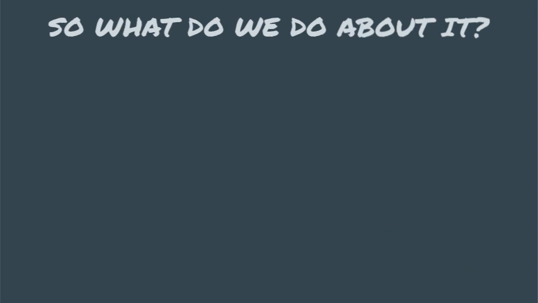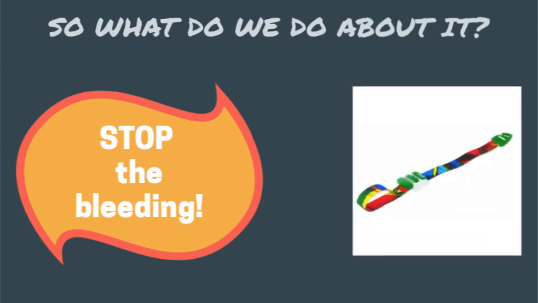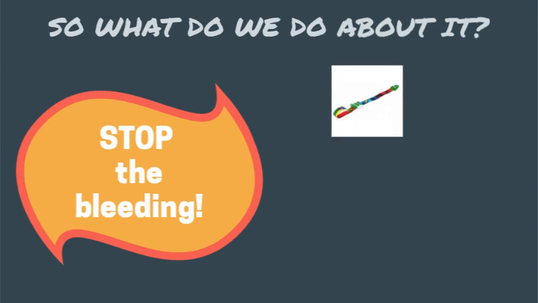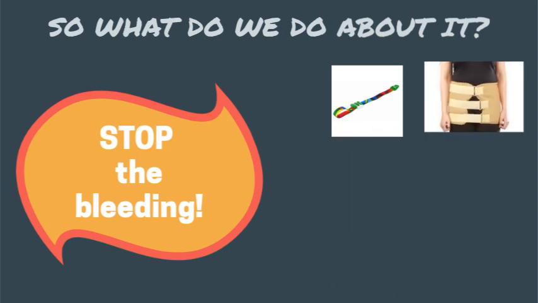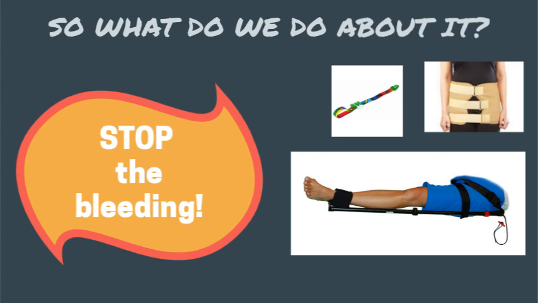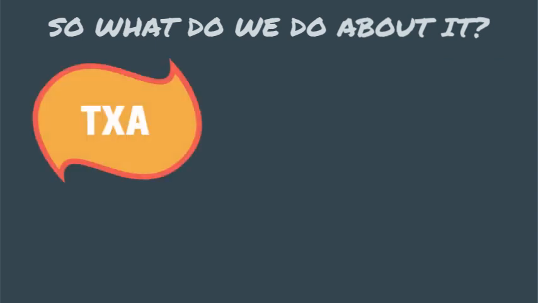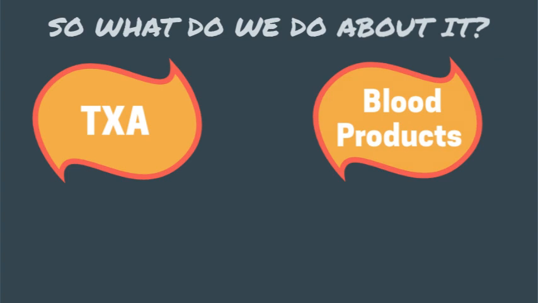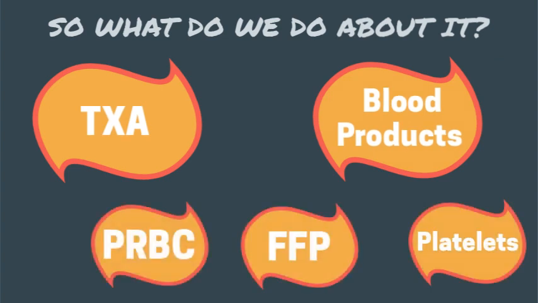So what do we do about coagulopathy? First and foremost, we need to stop the bleeding. So that can involve using simple techniques such as a tourniquet placed proximal to the injury, the application of a pelvic binder, or the application of a splint in the case of femoral fractures to reduce the blood loss. Treatment for coagulopathy should also include the administration of tranexamic acid and blood products including packed red blood cells, fresh frozen plasma and platelets.